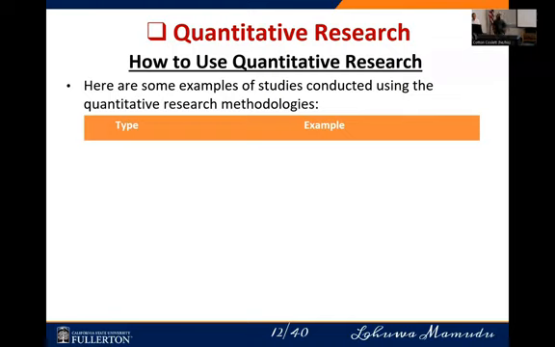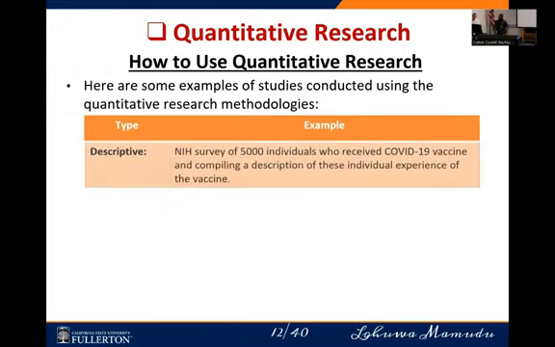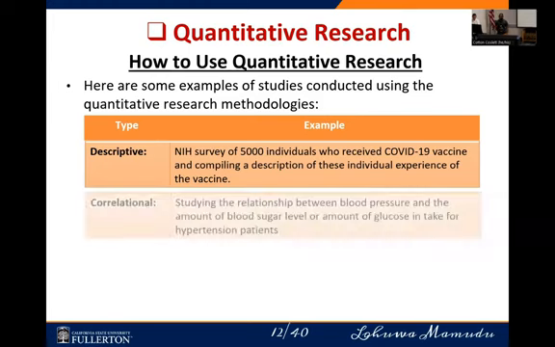Now you have an idea when it comes to quantitative research. Let's try to link the types of quantitative research to some examples. For instance, we have descriptive quantitative research. An example is if NIH surveys 5,000 individuals who received the COVID-19 vaccine and compiles a description of their experience with the vaccine. It's an example of descriptive research, an ongoing investigation by several health departments. They want to know how the vaccine is impacting individuals.